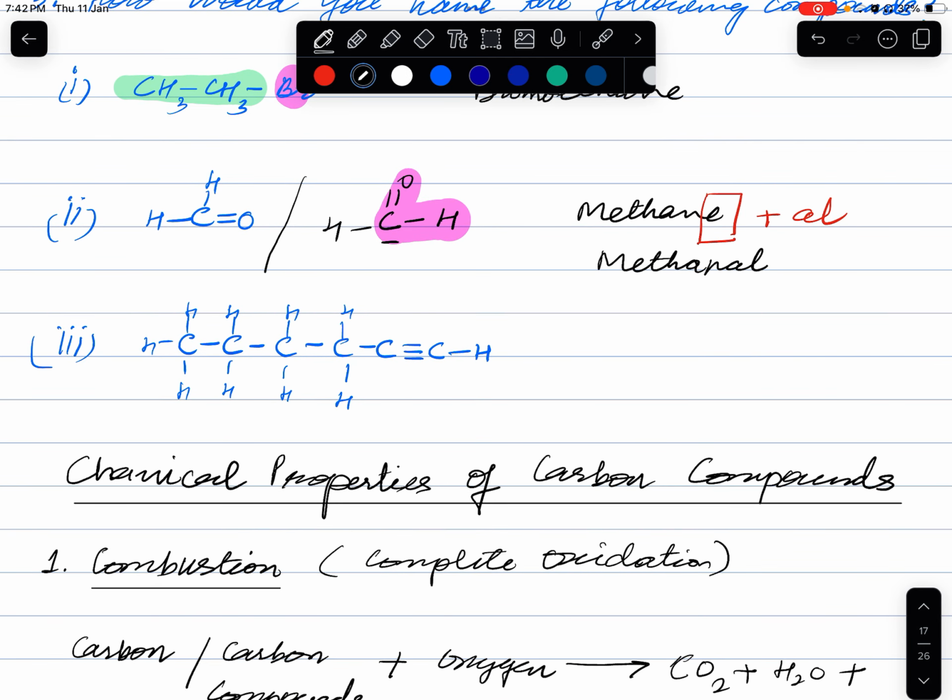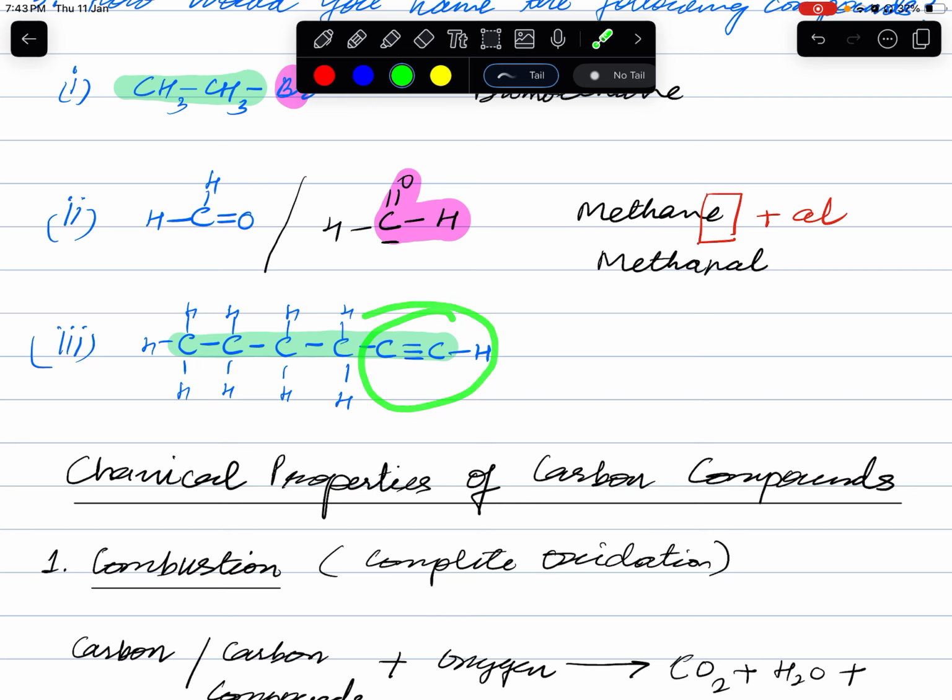Next one. Here the carbon chain is this one, and this carbon chain is having a triple bond. Now we told you that whenever a double or triple bond is present, it is also treated as a functional group. We will give preference to the double or triple bond. So we will number the chain from the side where the functional group is present. Therefore, we'll number the chain from the right hand side: 1, 2, 3, 4, 5, 6. 6 carbon atoms are there.